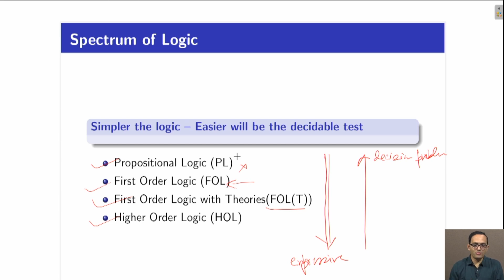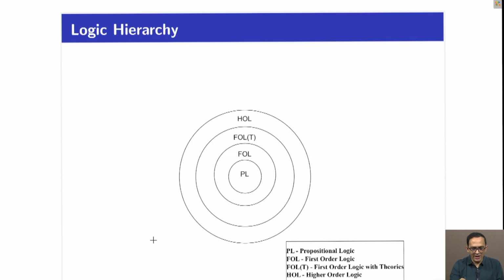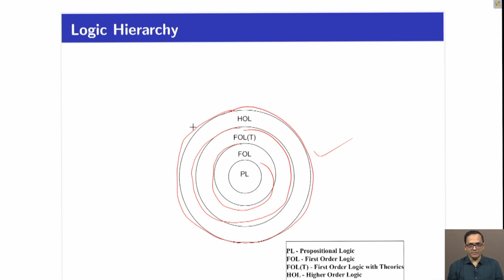If I can model my problem in propositional logic, why would I take higher order logic? It is much easier to prove whether a formula is satisfiable or not in propositional logic as compared to higher order logic. This diagram captures it clearly: more expressive power. Propositional logic is a subset of first order logic, first order logic with theories is a superset of first order logic, and higher order logic is a superset of everything. This is the hierarchy.